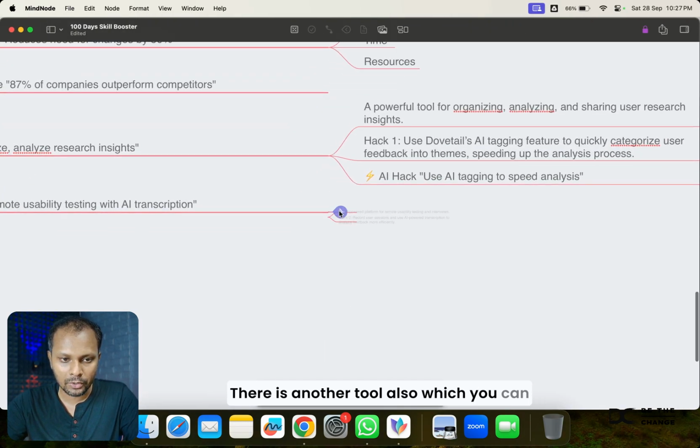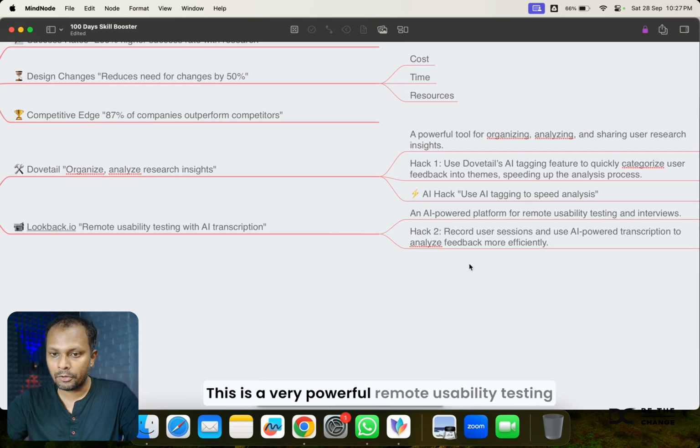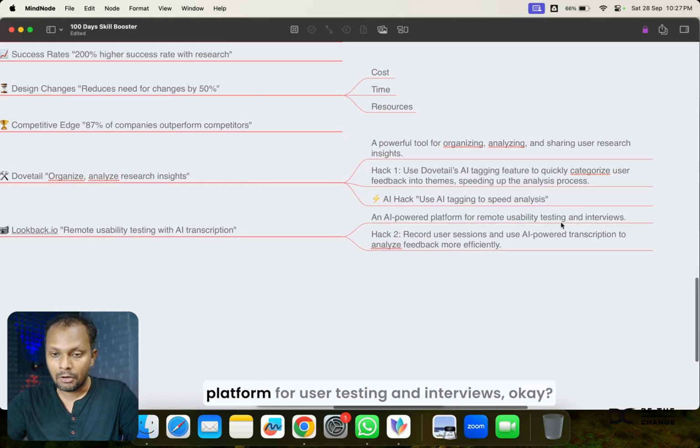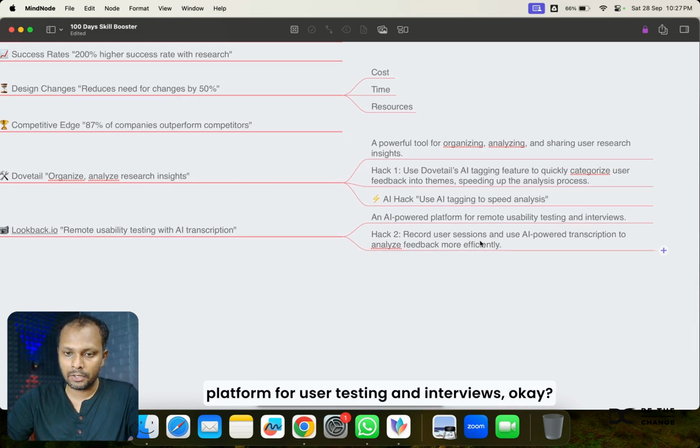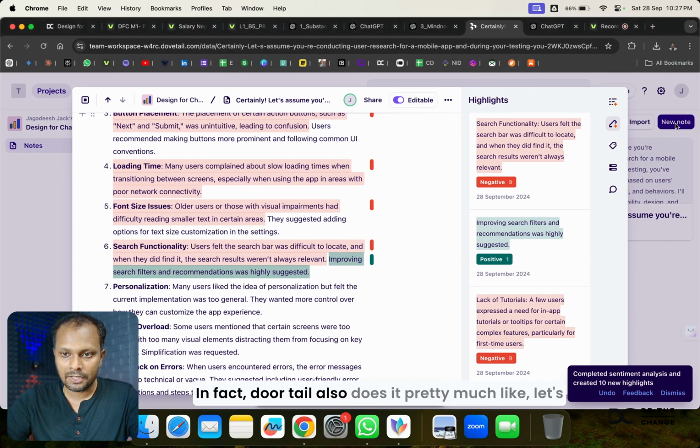There is another tool also which you can try out, which is called lookback.io. Okay, this is a very powerful remote usability testing platform for user testing and interviews. It records your user sessions as well as AI powered transcription to analyze your feedback more efficiently. In fact, Dovetail also does it pretty much.